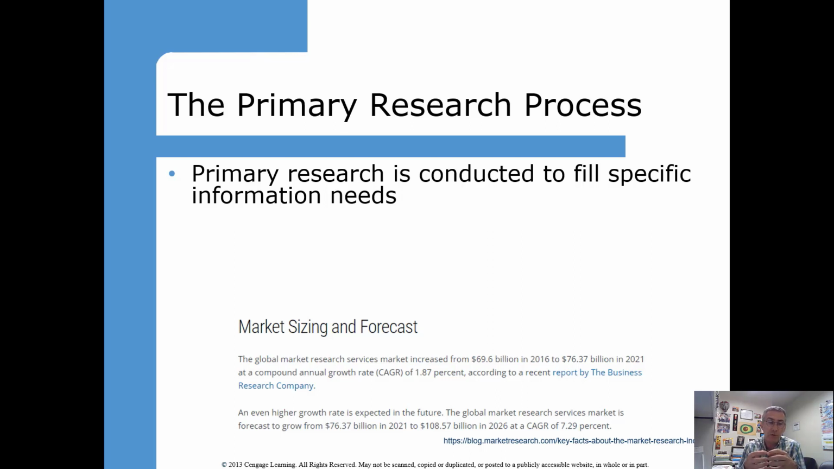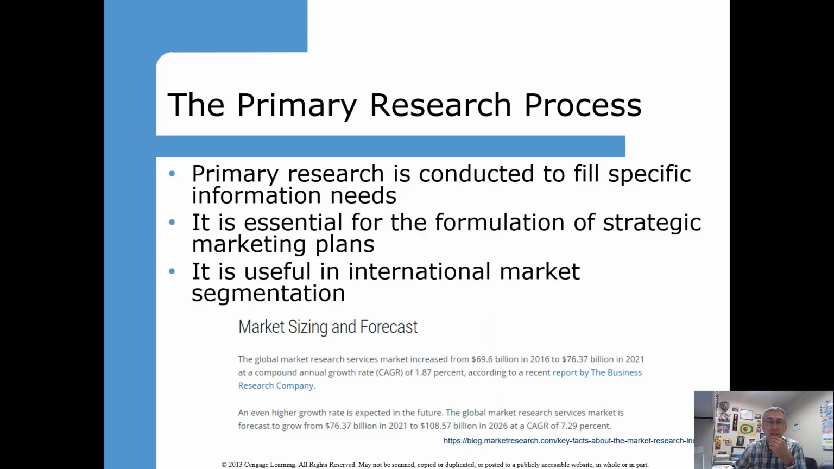We need to interview people. We need to make sure that the customers are there, that they have the means, etc. And so this is when we get into primary research, which is going to be typically a lot more costly, of course. So it is essential for the formulation of strategic marketing plans to go out and do that. And it's useful in international markets.